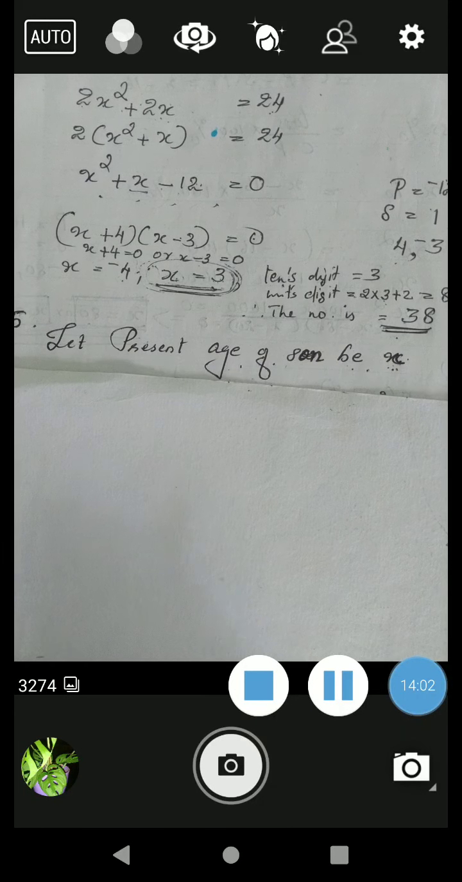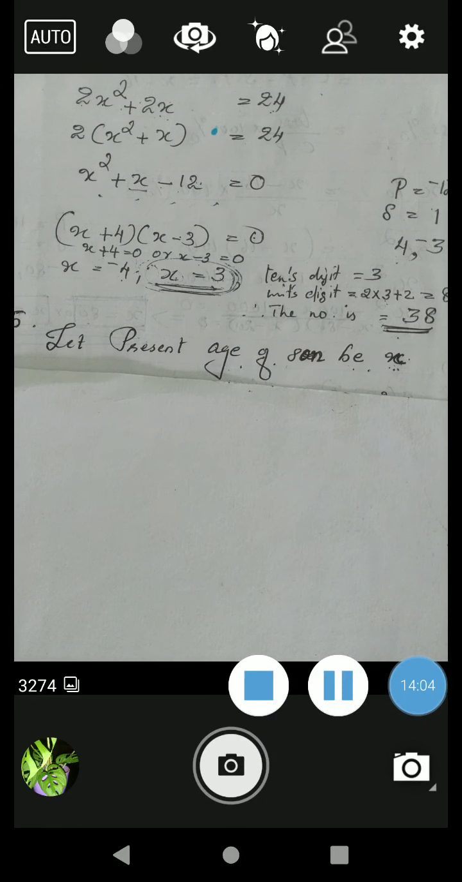Okay. Now, fourth question homework, fifth one. 1 year ago, a man was 8 times as old as his son. Now his age is equal to the square of his son's age. Find their present ages. Let's start.